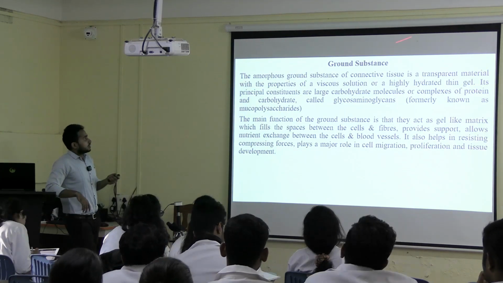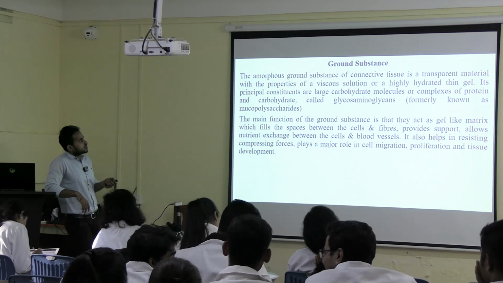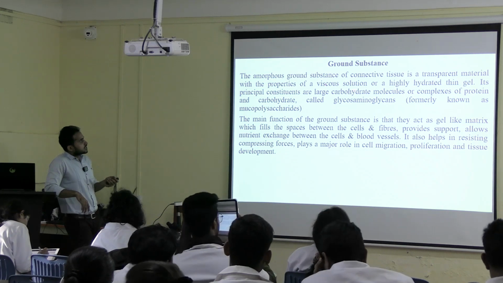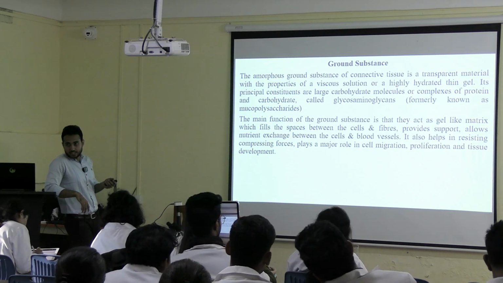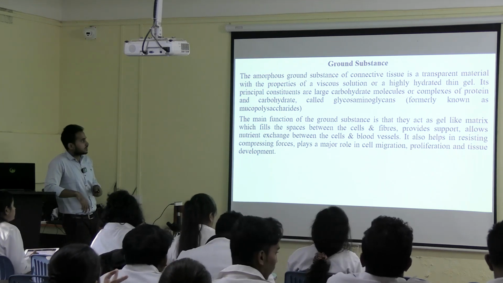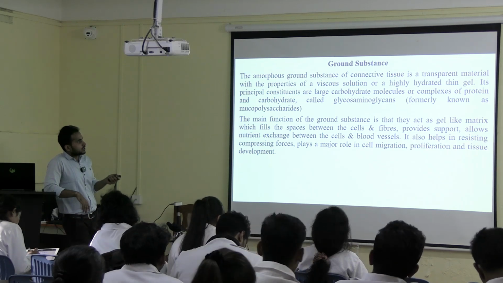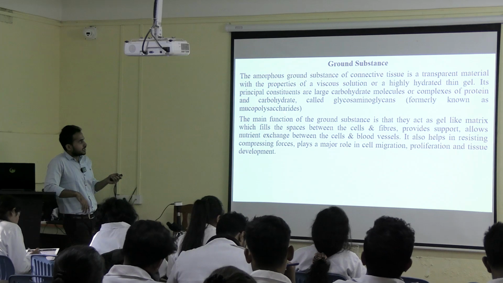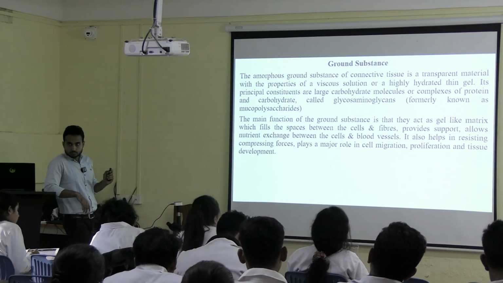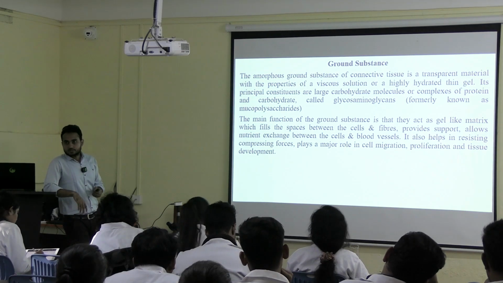Okay. Now ground substance, so amorphous ground substance of connective tissue is transparent. First of all, it is transparent with properties of viscous solution or highly hydrated thin gel. This is the consistency of the ground substance. Now the principal constituents are large carbohydrate molecules or complexes of protein and carbohydrate. It is called glycosaminoglycans. This is the main constituent of the ground substance.